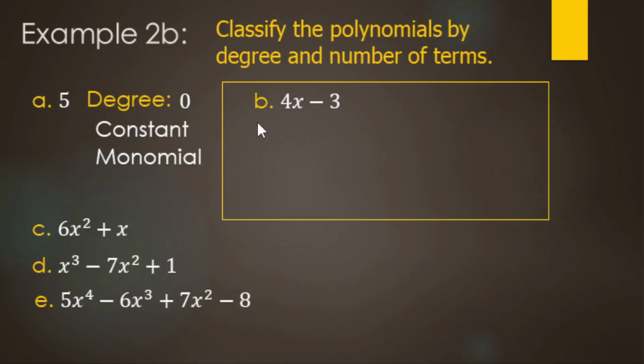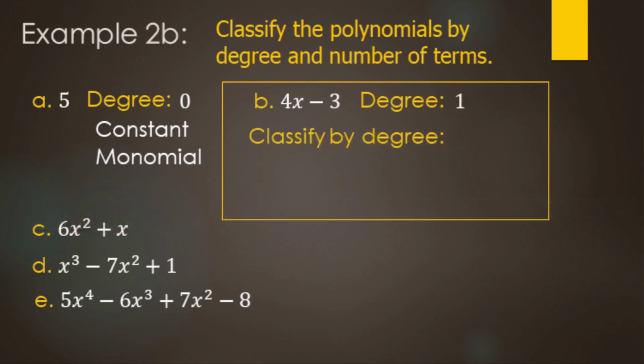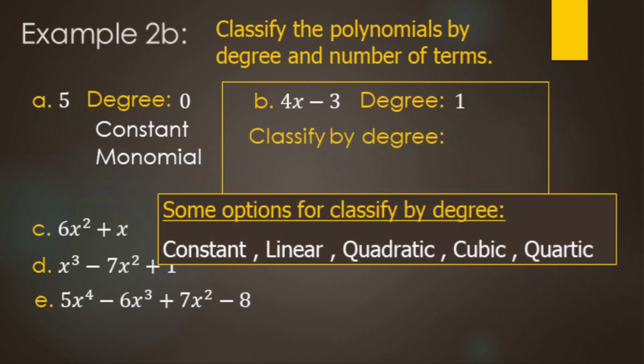Next up, we have 4x minus 3. Now, degree. Remember, degree is your largest exponent. Well, here you only have one factor of x, so it is x to the first power, even though we never write the first power. So degree 1. Now, degree 1, that's going to be linear, okay? So all degree 1s are linear.